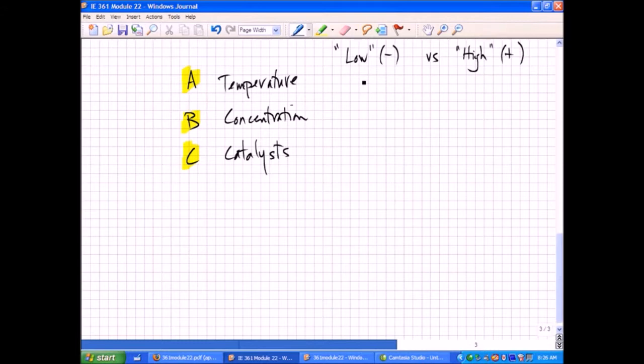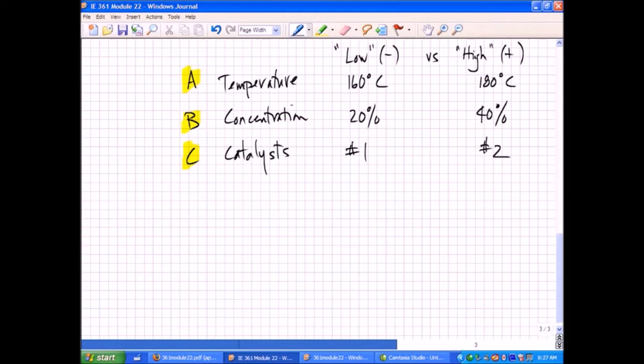In this particular data set that I'm going to show you here, the temperature was either 160 degrees centigrade or it was 180 degrees centigrade. The concentration was either 20% or it was 40%, and the catalyst was either number 1 catalyst or number 2 catalyst. And I'm not going to tell you anything more about the catalyst.